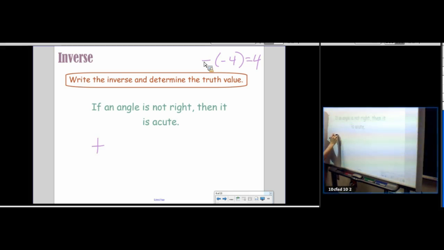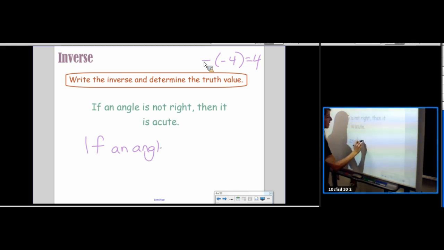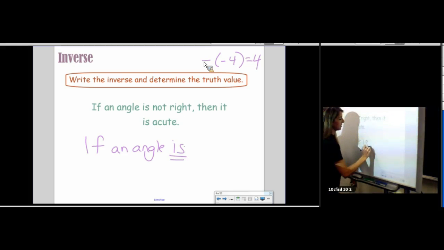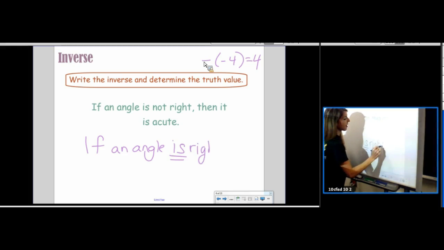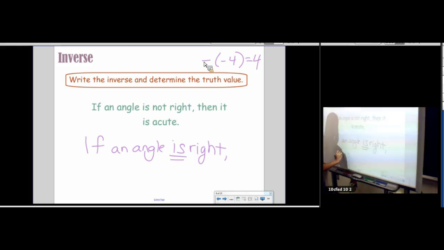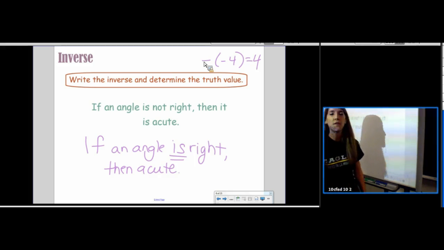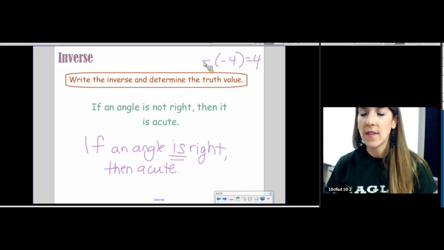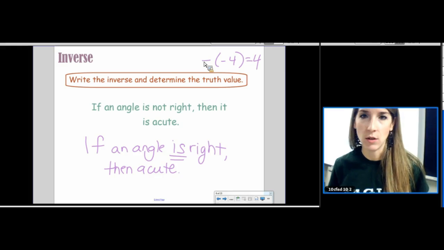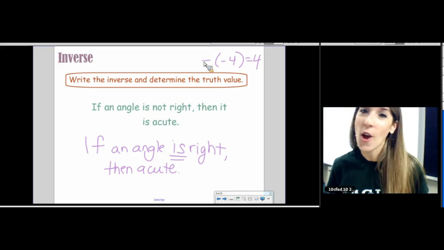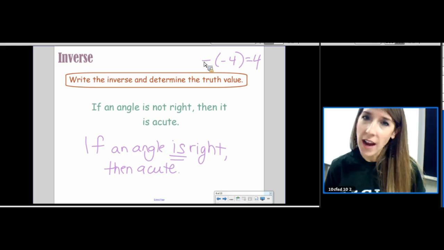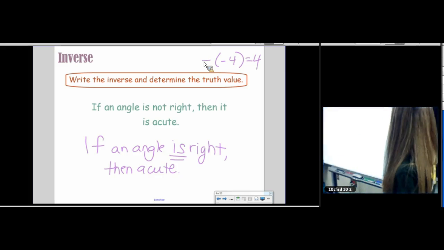Oops, that's my F. Okay, if an angle is right, because a not not is an is, then it is acute. Okay, truth value of the original. If an angle is not right, then it is acute. No, because it could be obtuse, it could be straight, it could be a reflex angle, so that one's false.